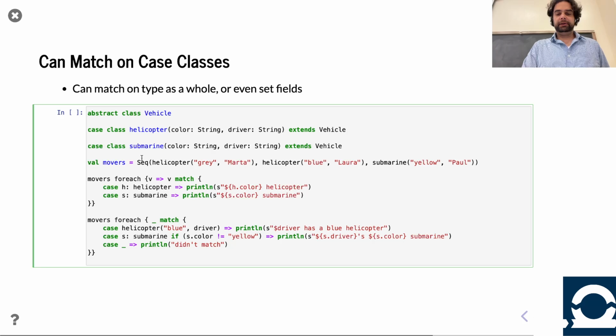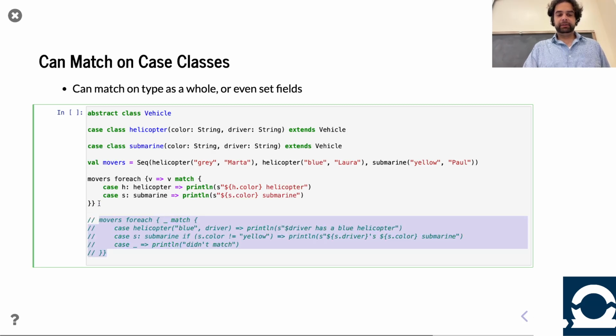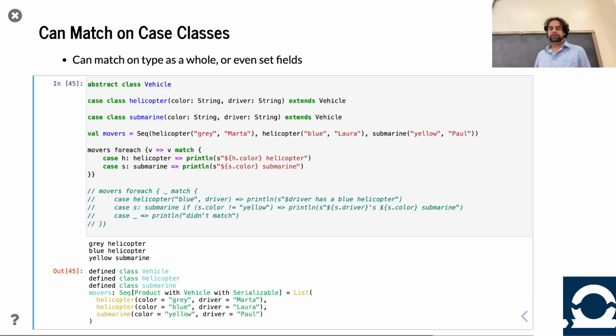And they have a collection that has both helicopters and submarines in there, right? You see which vehicle type it is, the color, and who's piloting it. So first off, I can simply go through that collection and just match. Helicopters in one case and submarines in another case. It's a very common thing you can do where you have these subtle nuances of types, and you can just match on the types. So yeah, I can go through and print out: hey, I saw a gray helicopter, a blue helicopter, a yellow submarine.